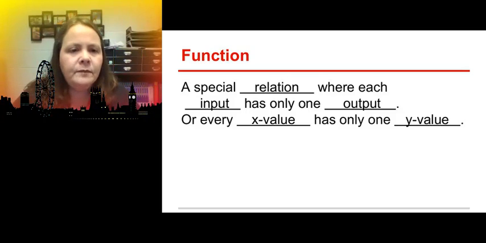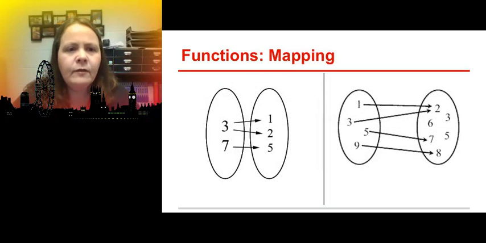So let's get started. Here we're going to take first a mapping. A mapping is just where you have your domain, or your x values or your inputs, always on the left, and the range, outputs, or y values always on the right. And the arrow will always go from the input to the output. So here we have our domain, which is the circle containing 3 and 7. And then we have our range, the circle containing 1, 2, and 5.